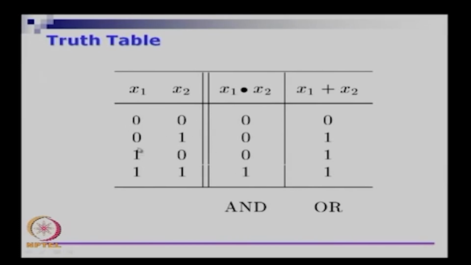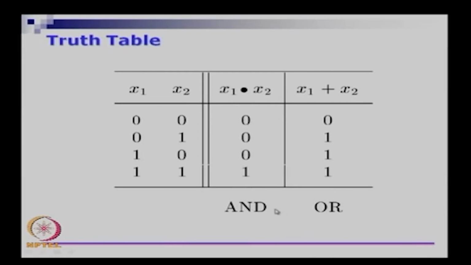If one of them is off, that happens in these three rows, then the light will be turned off, right. So, these three will be off. That is what you get from a series connection of the two switches.